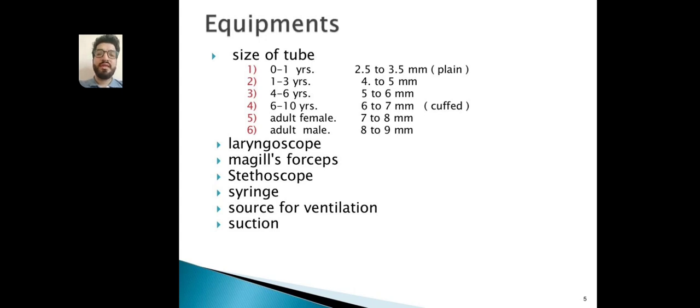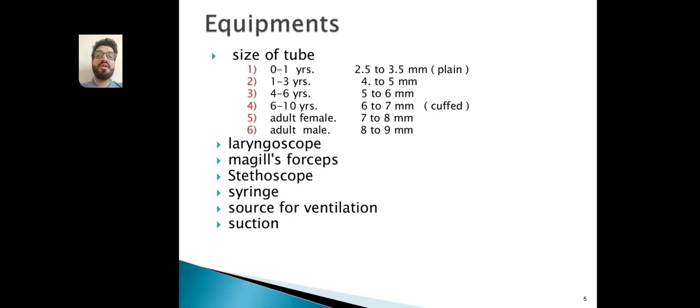If the age is 1 to 3 years, then we use 4 to 5 mm, and if the age is 4 to 6 years, then we use 5 to 6 mm. If the age is 6 to 10 years, then we use 6 to 7 mm. And in case of adults, for an adult female we normally use 7 to 8 mm, and for an adult male we can use 8 to 9 mm. Commonly for adult females we use 7 to 7.5, while for adult males we use 8 and 8.5 mm.